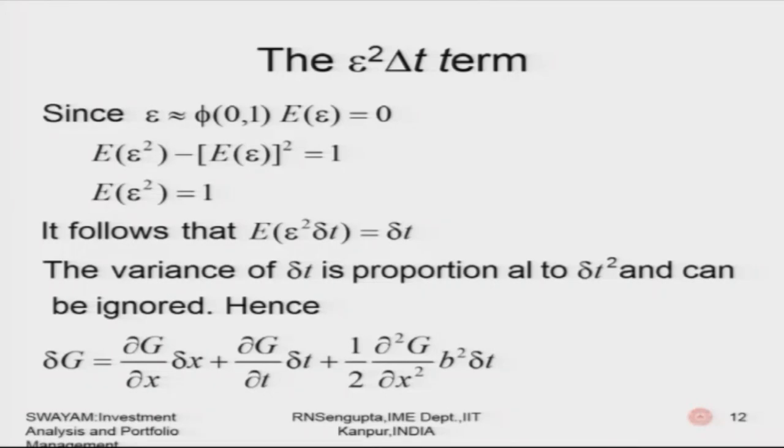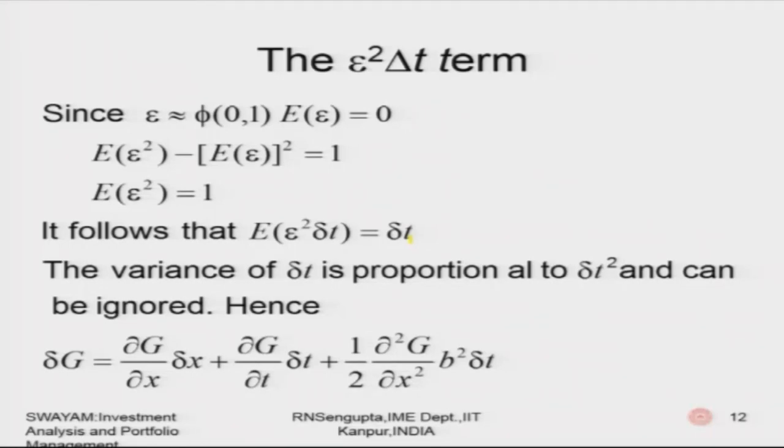Now, we already know epsilon is based on the standard normal deviate, the expected value of epsilon, the error, is 0, and we know the corresponding variances as per the assumptions we have already made. So it follows that the expected value of ε² Δt would be given by Δt, and as you go further away from the time period t equal to 0, it will increase. So the variance of Δt is proportional to the factors which are given, and Δt² can be ignored. So we are ignoring the higher terms and will only consider the corresponding factors.